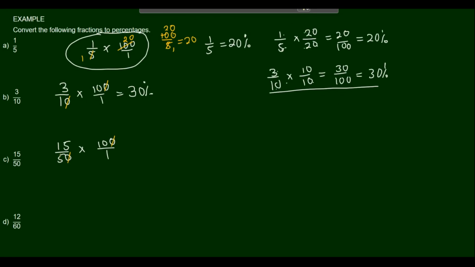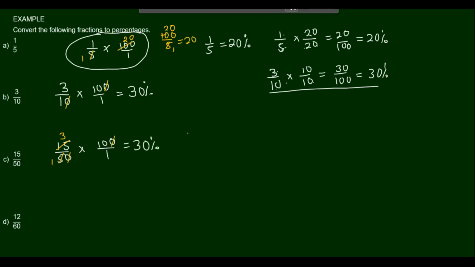15 and 5, you have the highest common factor, which is 5. You say 5 into 5, 1. Then 5 into 15, 3. Right? And then what are we left with? With 3 times 10 at the top. And then denominator 1 times 1, which is 1. So our answer is going to be 30%.